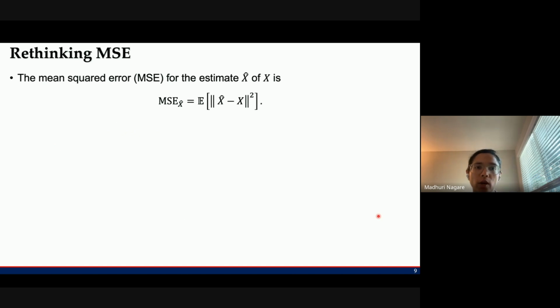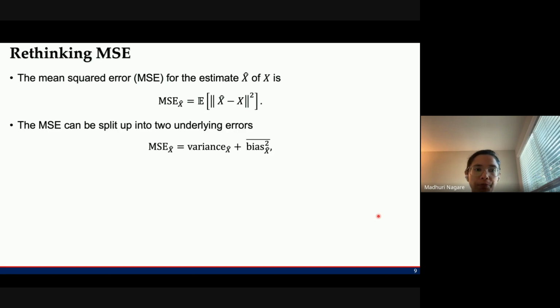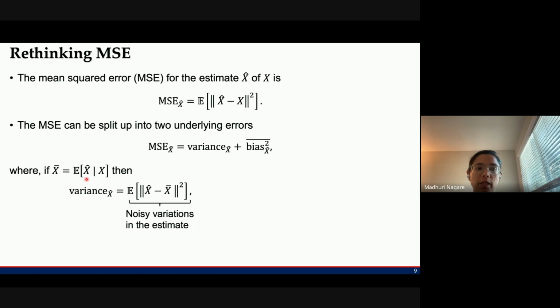So let's see mean square error first. Suppose x hat is our estimate and x is the ground truth. Then this is the mathematical definition of mean square error. And if we introduce this term x bar, which is the expectation of x hat given x, and do some mathematical manipulation here, this MSE can be split into two terms, variance and bias. So variance is the noisy variation. By the formula, you can see these are the noisy variation because we are subtracting the mean from the estimate.